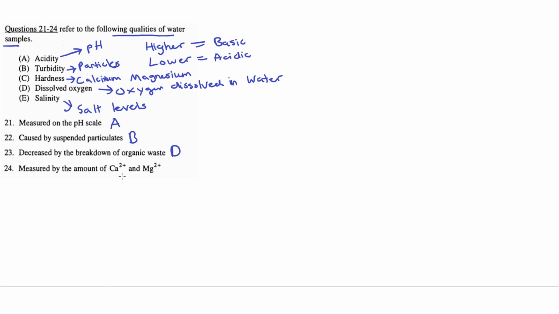24, measured by the amount of Ca and Mg. This is obviously to do with hardness, because hardness is the sum of the weights of calcium and magnesium in a water sample. Therefore, 24 is C. So overall, questions 21 to 24, the answers are A, B, D, and C.